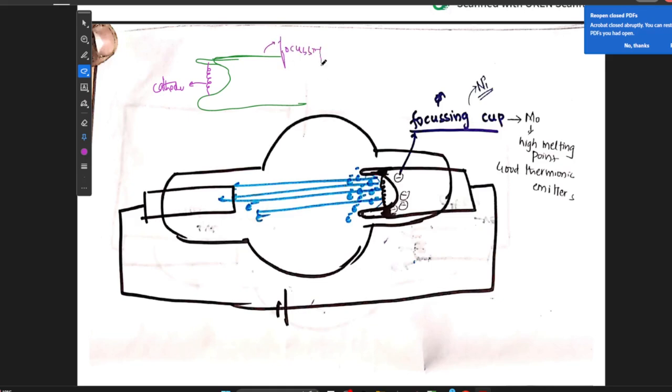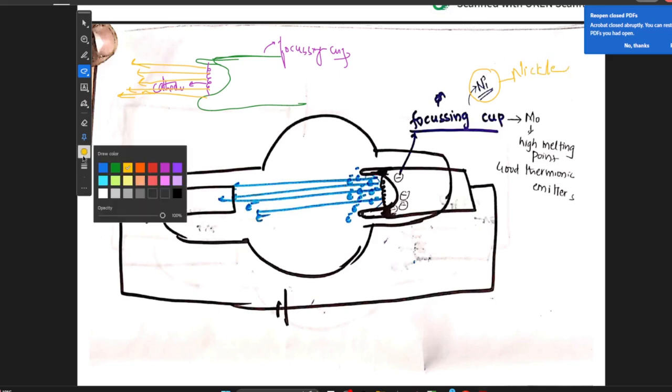So now, because of this focusing cup, each and every electron that is produced will travel like this. This focusing cup will allow the electrons to directly focus onto the anode. So all the electrons produced by the cathode will reach the anode and they will not reach the glass tube. That is, the majority of electrons will reach the anode. This focusing cup is actually made up of a metal called nickel.